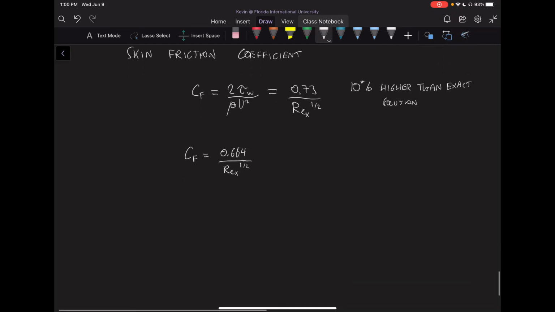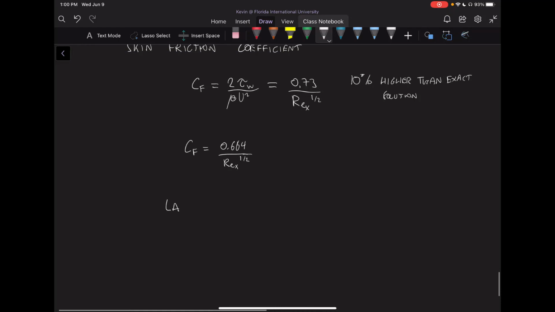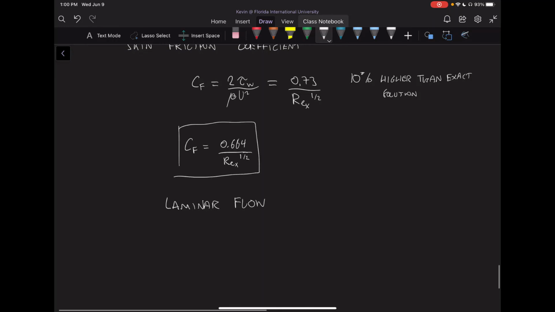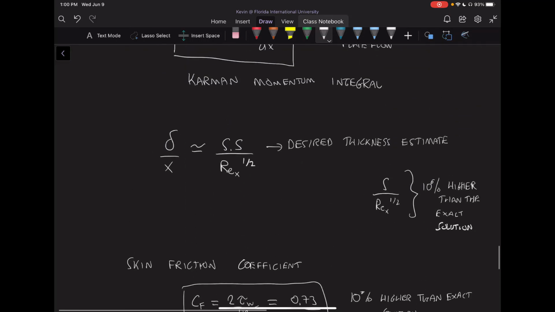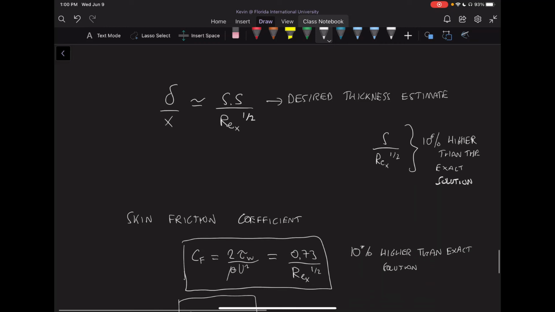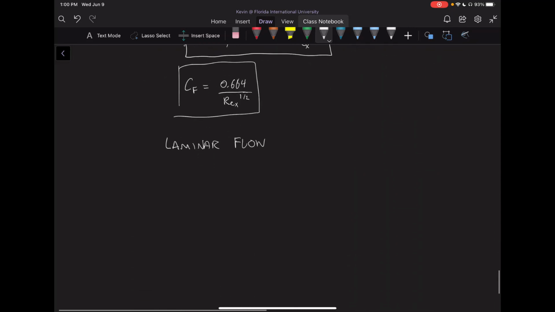So we can say that all of the above equations are for laminar flow. Okay, so this equation right here is for laminar flow. This is also for laminar flow. And the two equations above are also for laminar flow. So all of it was derived for laminar flow.